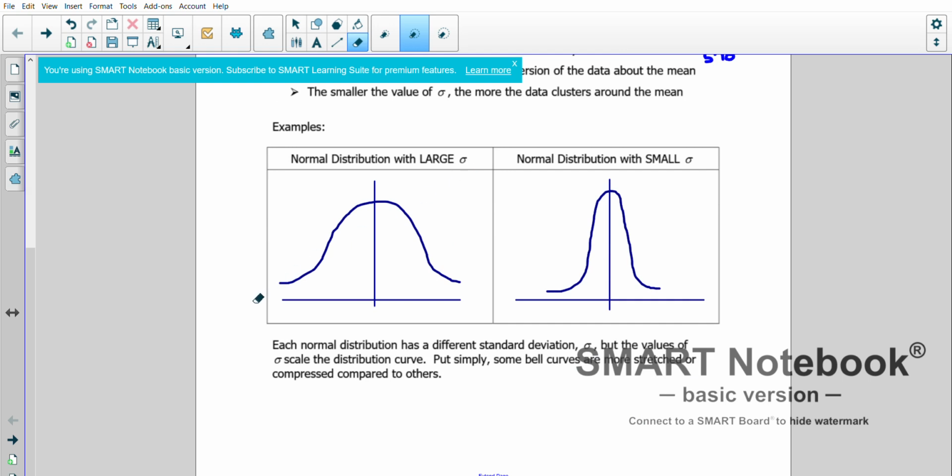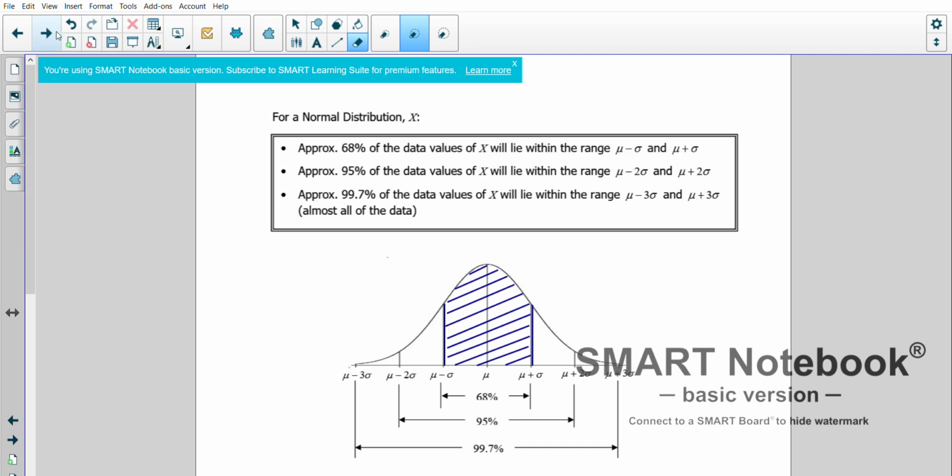So here's a visual representation of that. Here's a large standard deviation. The data is more spread out. Here's one where you have a very small standard deviation. Most of the data points are clustered around the mean. So each normal distribution here has a different standard deviation, but the values of the standard deviation scale the distribution curve. So put simply, some bell curves are more stretched or compressed compared to others, but what you're going to find interesting is the area under the curve in terms of standard deviations is going to be the same. I'll explain what I mean in a minute.